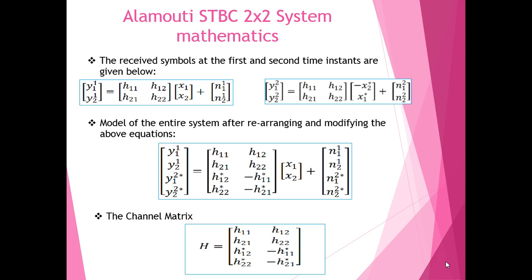Similarly, we have the second equation for the received symbols at the second time instant. The only difference is that the transmitted symbols here are minus x2 conjugate and x1 conjugate because of the Alamouti STBC application. Now, after some rearrangement and modification, the entire system can be modeled as shown in the equation. The value of the channel matrix H is also provided here.